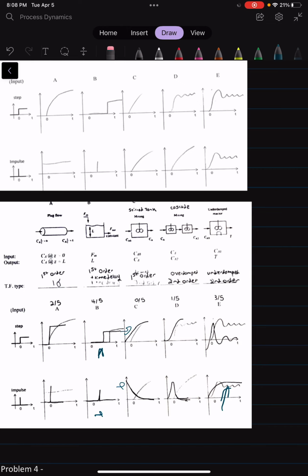Then for the underdamped second order reactor, I almost got it, but should be oscillatory around the 0.0, because that's your endpoint. And then same here, impulse, it'll eventually reach that impulse value.